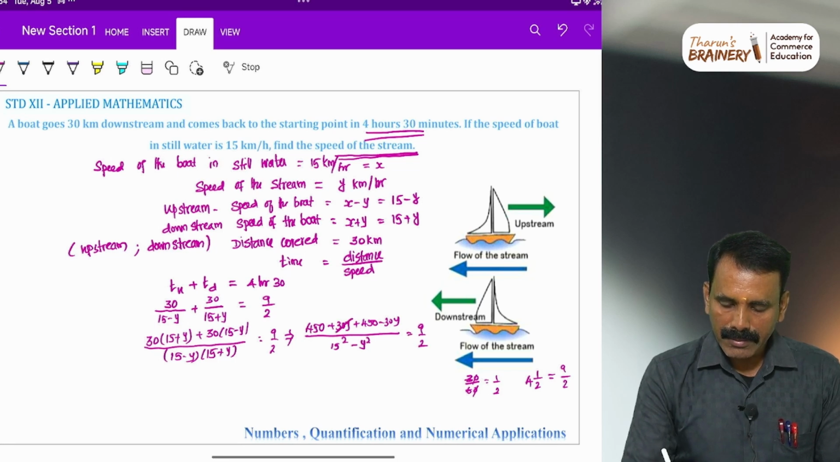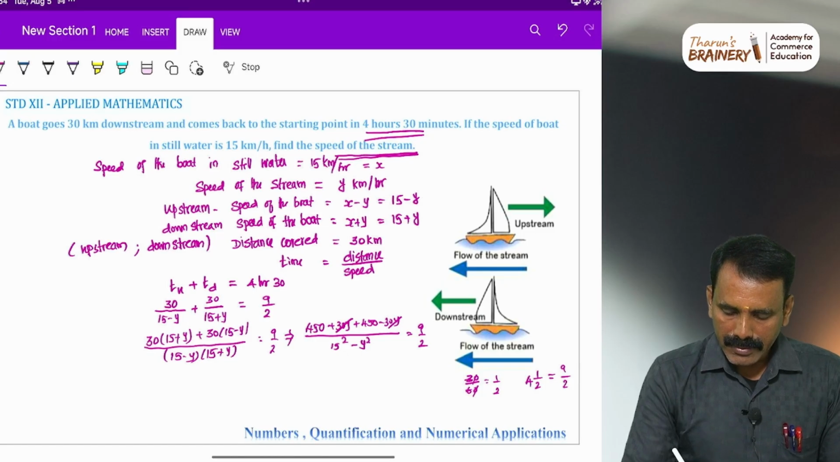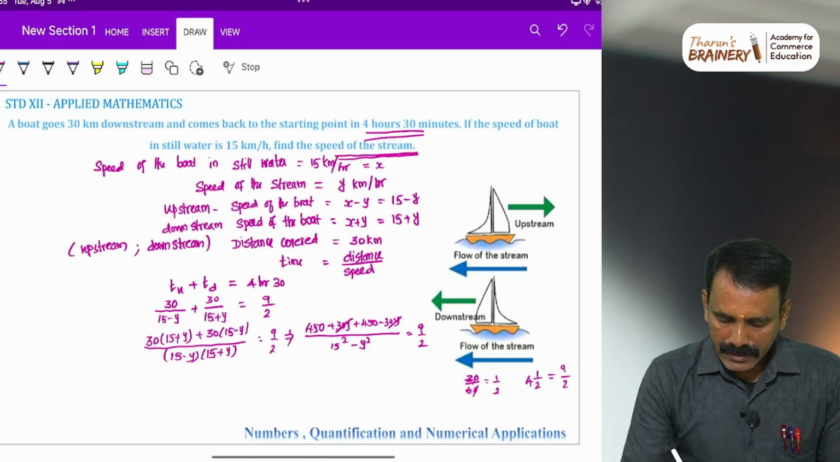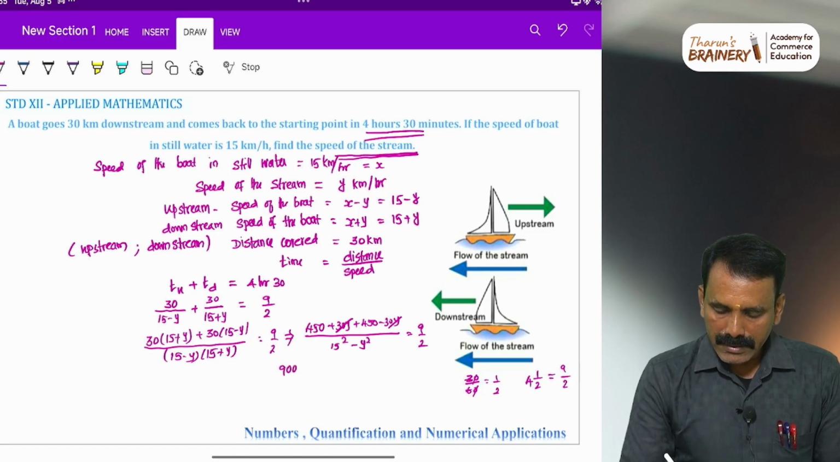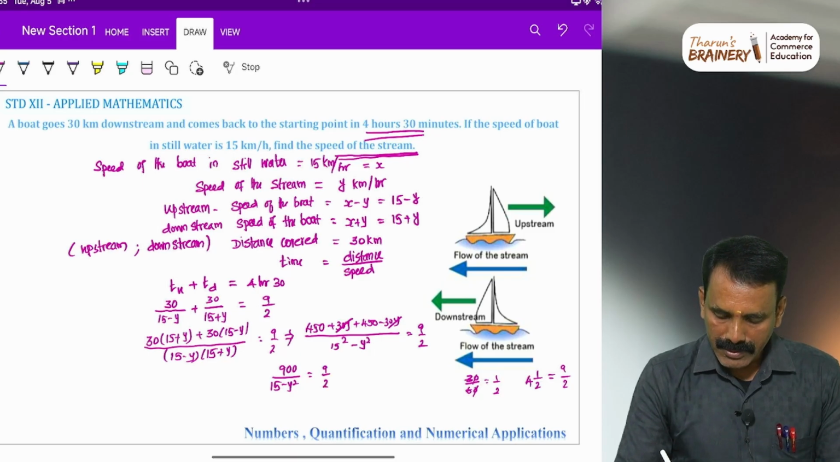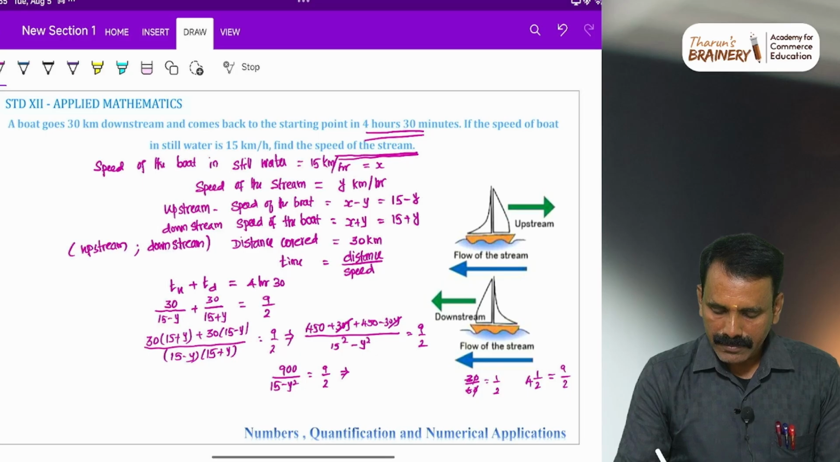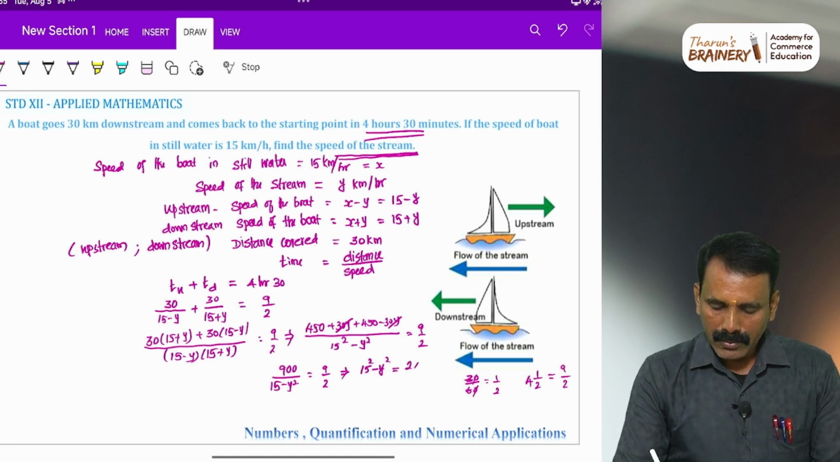So plus 30y minus 35 cancel. So we get 900 by 15 minus y square is equal to 9 by 2, which implies we cross multiply the terms. 15 square minus y square is equal to 2 into 900 by 9.